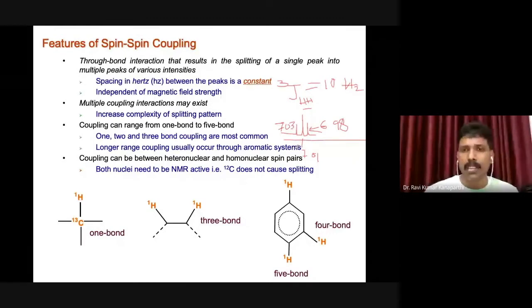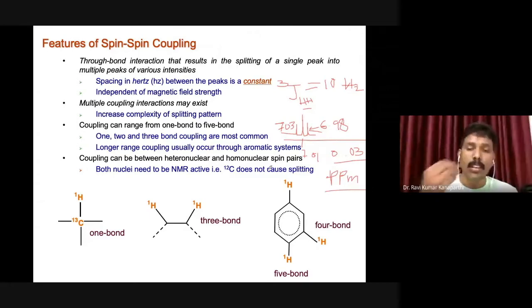So how do you measure the difference? You just take the two values, this is 7.01 and this is 6.98. So what is the difference? It is 0.03, right? So it is 0.03 ppm, and it needs to be converted into hertz. How do we do that? The coupling constant is represented in hertz. We know that ppm is parts per million. To convert into hertz, the difference you get needs to be multiplied with the operating frequency of the NMR spectrometer.